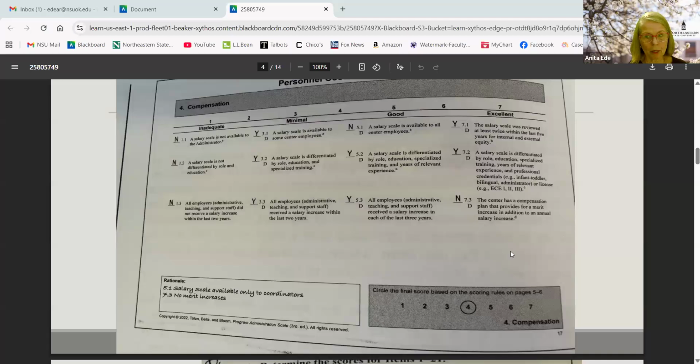Are there any questions about how I got the 4? Okay. There being none, I'm moving on.